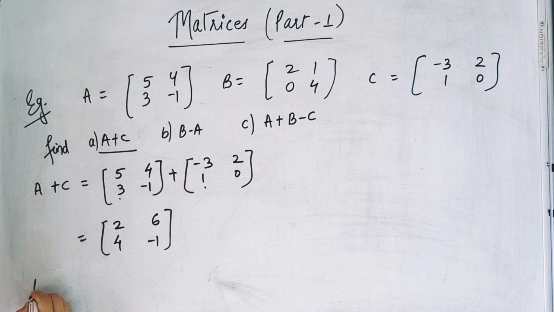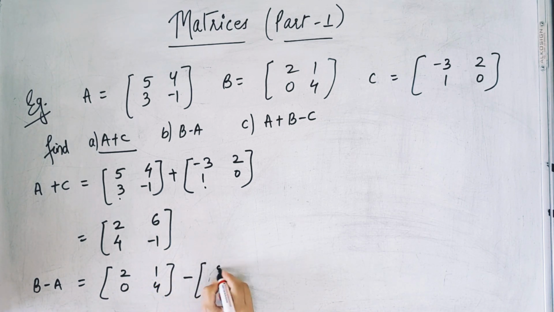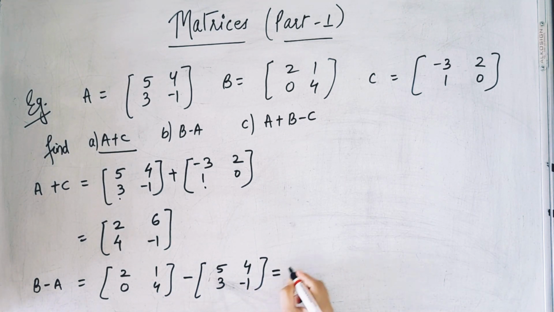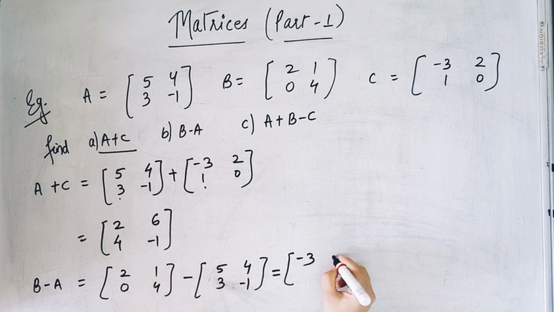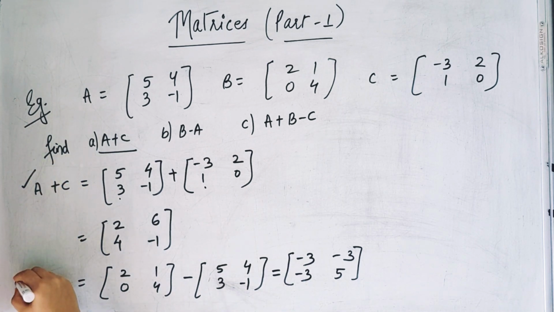Now they have told us to calculate B minus A. So B matrix is 2 1 0 4 minus A matrix, which is 5 4 3 minus 1. So what will we get over here? 2 minus 5 is minus 3, 1 minus 4 is minus 3, 0 minus 3 is minus 3, 4 minus minus 1, minus minus becomes plus, so it will be 4 plus 1, 5. So this is how we have solved addition of matrices, and we have solved subtraction of matrix.